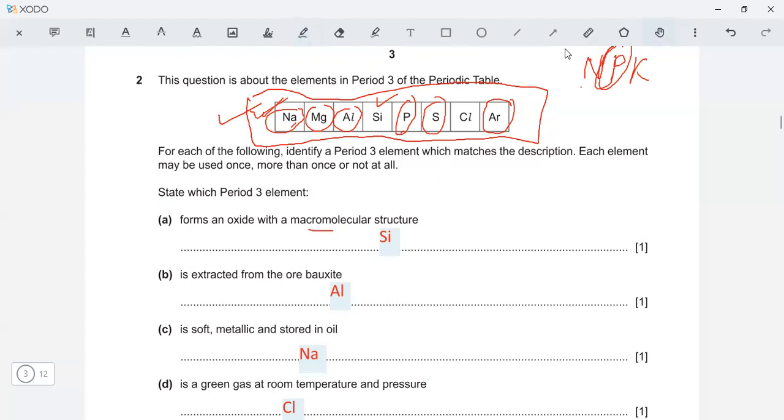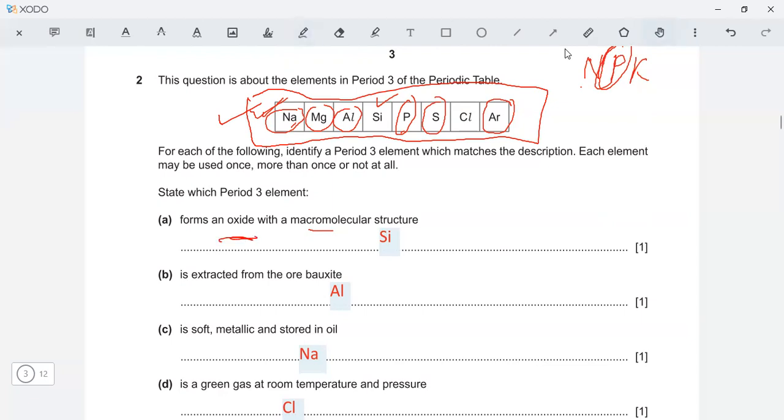Now, for each of the following, identify a period 3 element which matches the description. Each element may be used once, more than once, or not at all. State which period 3 element. Okay, first one here, the question A. Which element forms an oxide of macromolecular structure?